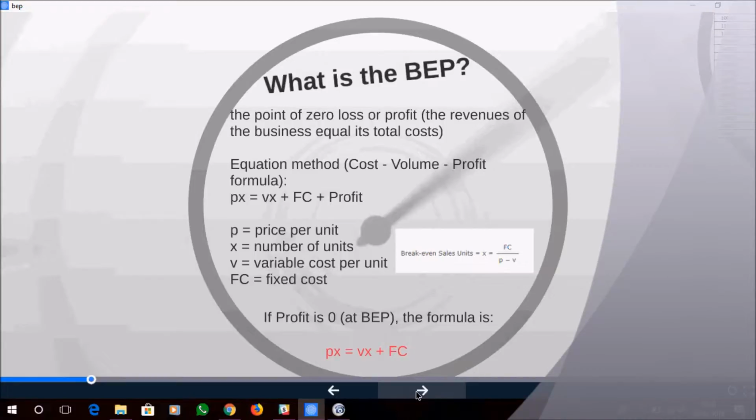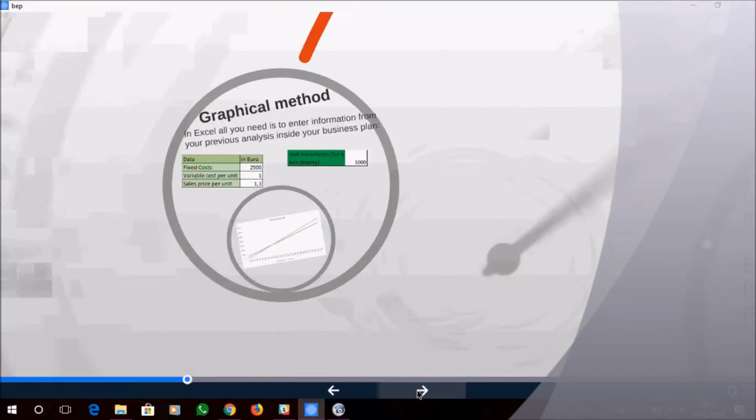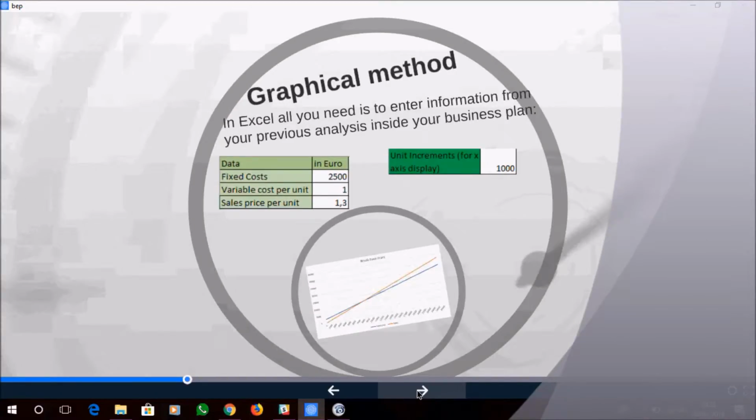But don't be afraid. Charts are there to help if you already got lost in formulas. So let us see the graphical method. The graphical method is quite simple in Excel because all you need is to enter information from your previous analysis done inside your business plan. So you just take information from your business plan and you place it into an Excel chart.